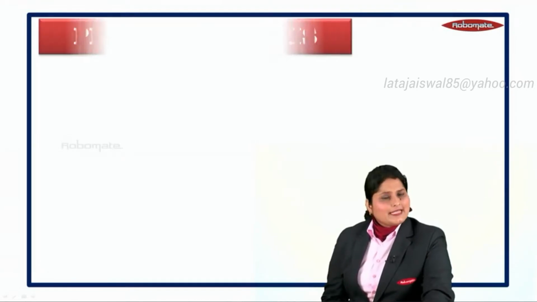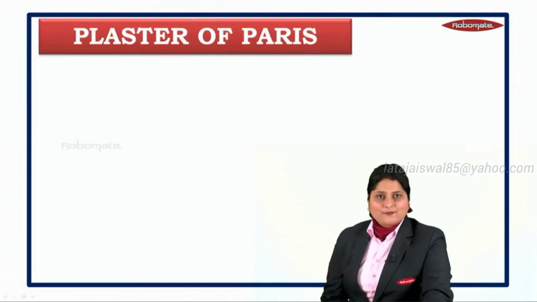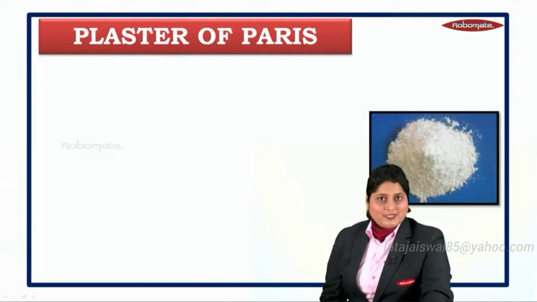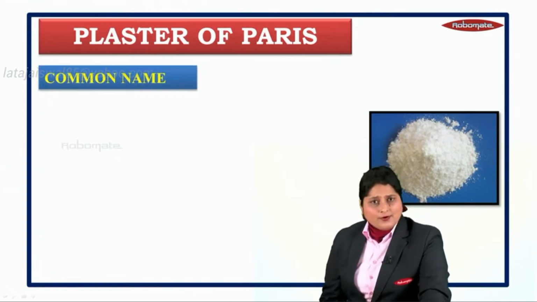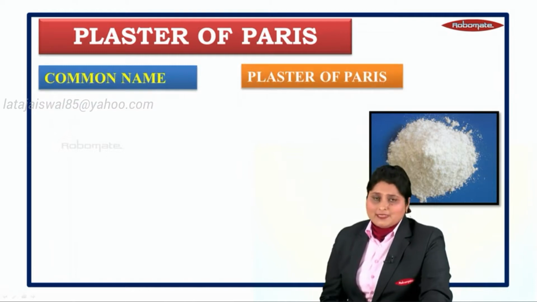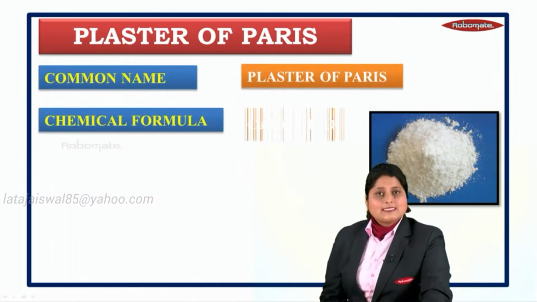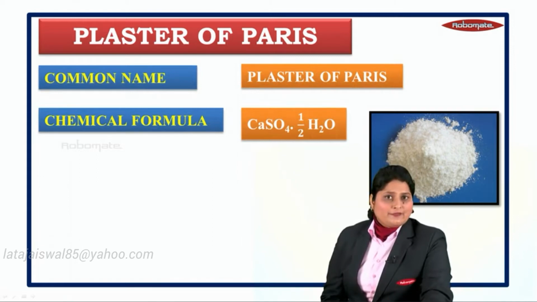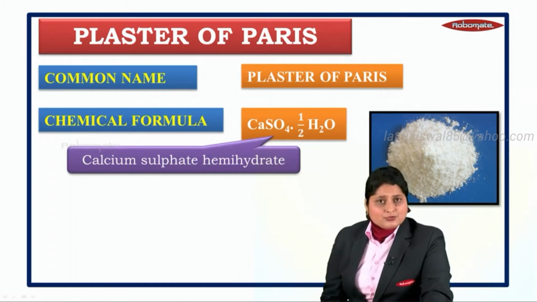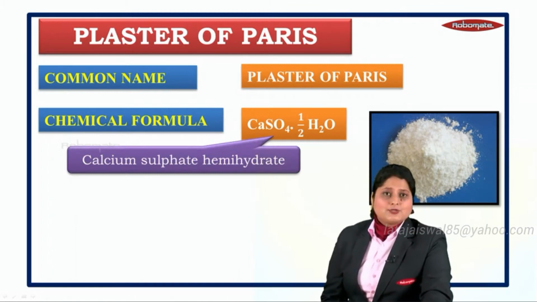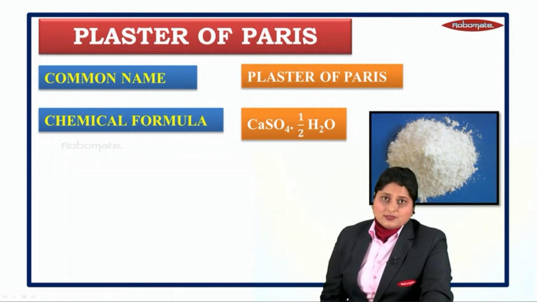Let's start with the next compound, and that is plaster of Paris, short form is POP. This is how it will look. Let's understand something more about it. Its common name is plaster of Paris. Its chemical formula is CaSO4·½H2O, something which is very special, half H2O. With half H2O, this compound is called calcium sulfate hemihydrate.